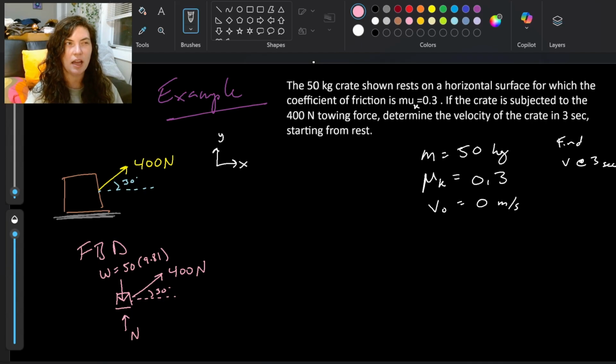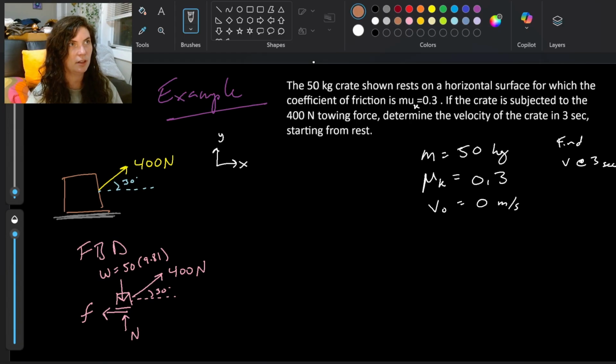And is there anything else that we're missing? So we have that coefficient of friction, which means there is going to be a frictional force. And remember, our frictional force acts in the opposite direction of which way it's going. Right? So since it's being pulled to the right, our friction force acts in the opposite direction, to the left, right there underneath the crate.